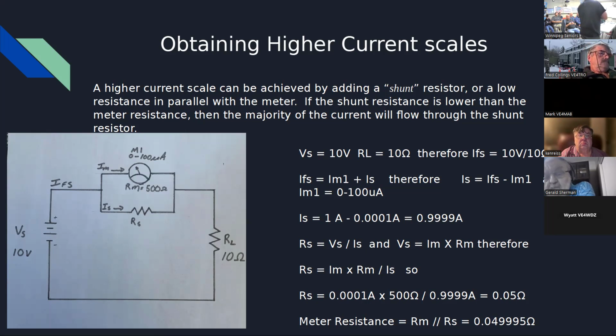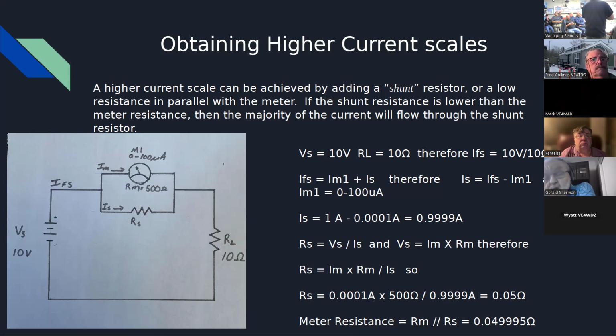If we were measuring current through the circuit, we see we have a load resistance of 10 ohms and a source voltage of 10 volts. So Ohm's law will tell us that we have 1 amp flowing through that circuit. And because it's a series circuit, we know that if we have 1 amp flowing through the circuit, we have 1 amp flowing through our meter. But our meter can only handle 100 microamps for a full scale deflection.